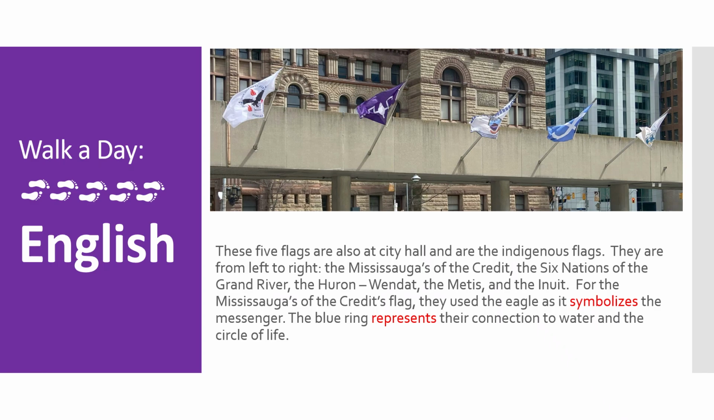These 5 flags are also at City Hall and are the Indigenous flags. They are from left to right: the Mississaugas of the Credit, the Six Nations of the Grand River, the Huron-Wendat, the Métis, and the Inuit. For the Mississaugas of the Credit's flag, they use the eagle as it symbolizes the messenger. The blue ring represents their connection to water and the circle of life.